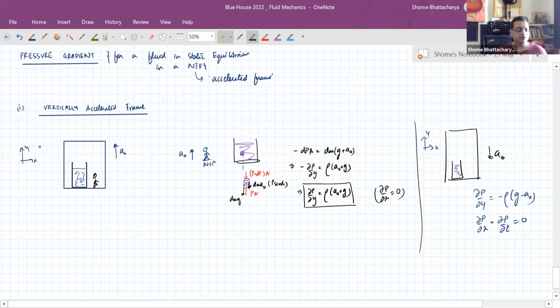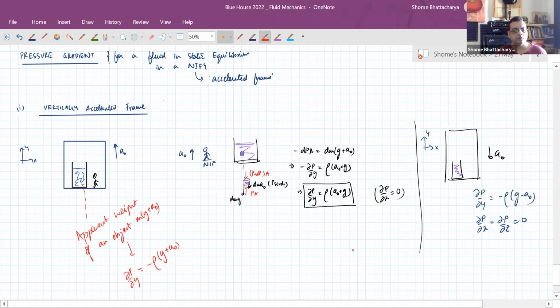Okay. So this is the case of a vertically accelerated frame. This time the pseudo force will be upward. Yes, because the pseudo force is upward, so you'll get a minus sign between minus rho g and rho a naught, right? So the key thing here is to understand that it's like the apparent weight of an object is m times (g plus a naught). So that is why your vertical pressure gradient is minus rho (g plus a naught).